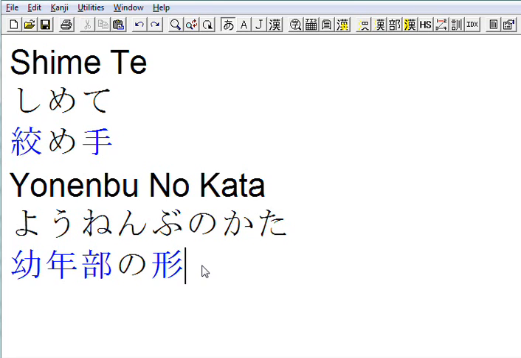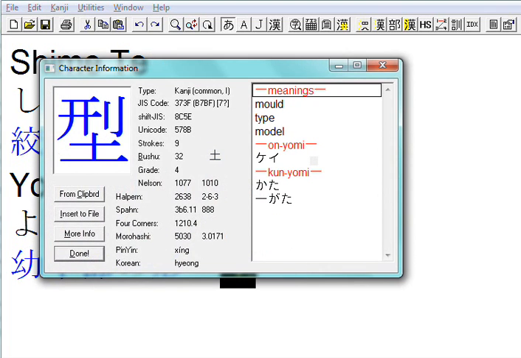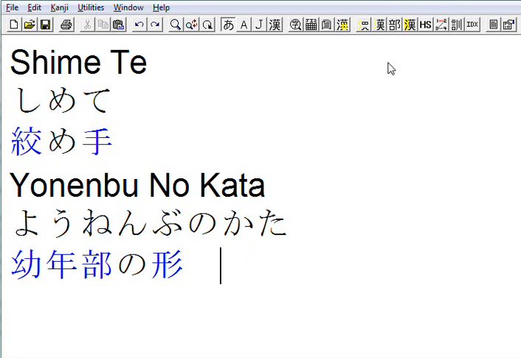Okay. Now, one other interesting thing, and by the way, kata, I'll just show you another version of that, which you see sometimes. So you have that kata, but you also have this kata here, which means a mold or type or model. So it's similar in meaning, but when we're talking about the forms, then you use this particular kata.